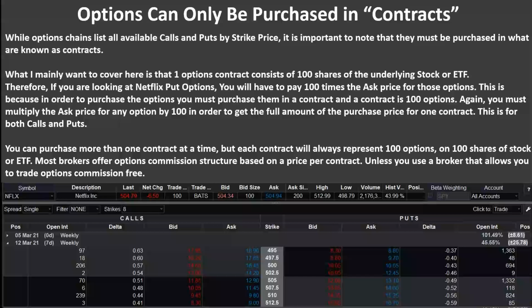Most brokers offer options commission structures based on a price per contract, unless you're using a broker that allows you to trade options commission free. So here's a little tidbit about that. I would not skimp on options execution. In other words, what I would mean is I'd pay the price. When you get this for free, you get exactly what you pay for.